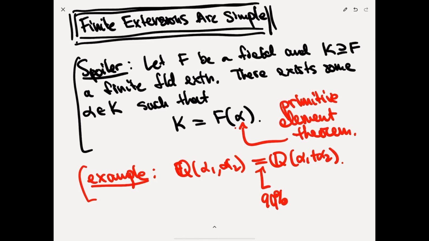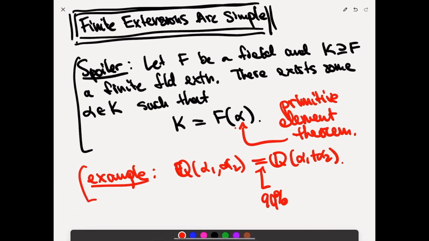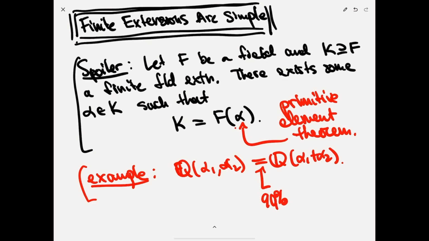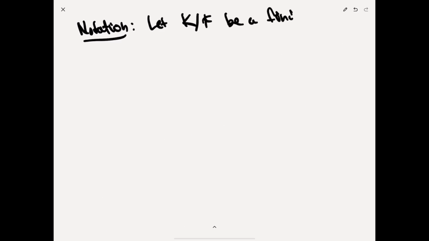So the first thing to do is to show that we can reduce finite extensions to adjoining a bunch of things. So let's do that first. First, let's fix some notation. Let K over F be an extension. It doesn't need to be finite, it just needs to be an extension.